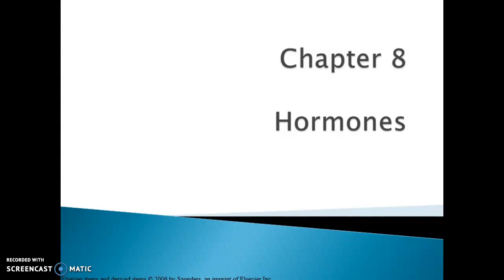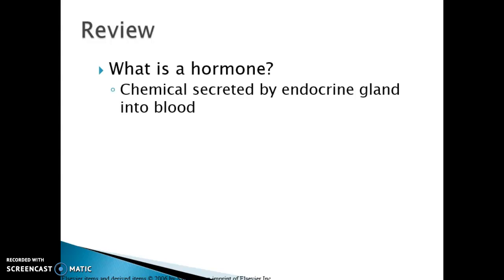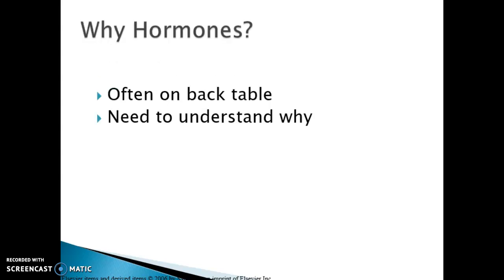Today we're going to talk about hormones from Chapter 8. As a review, what are hormones? Hormones are chemicals released into our bloodstream that maintain homeostasis. Examples of functions related to hormones are reproduction, growth, development, and metabolism. Each hormone has a specific function for a specific location in the body.